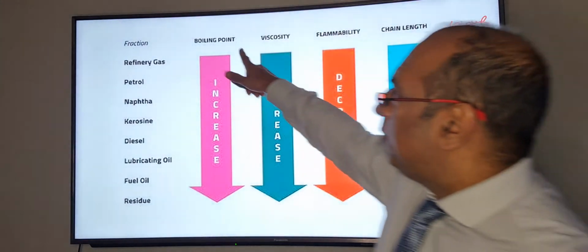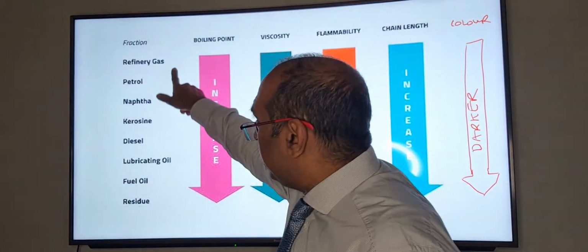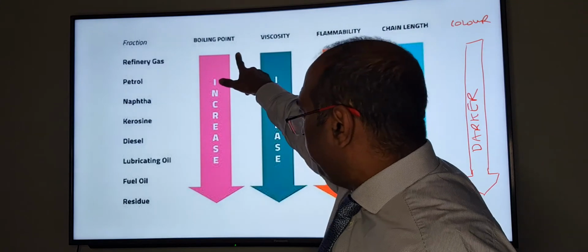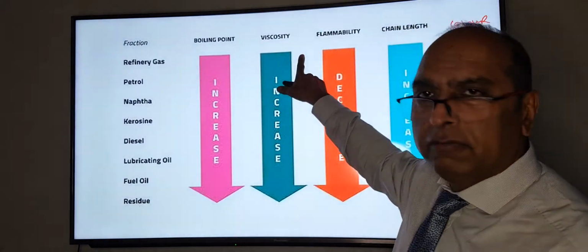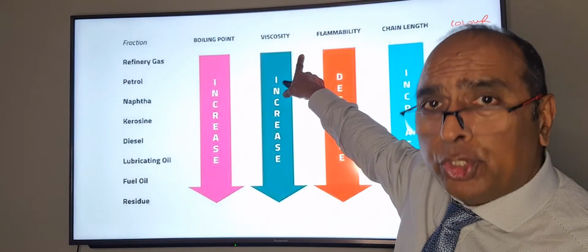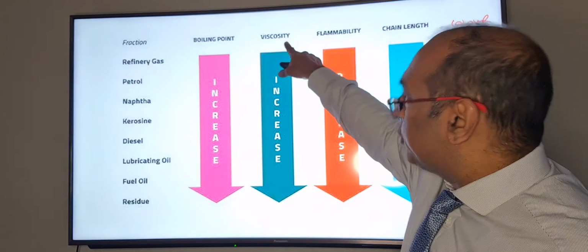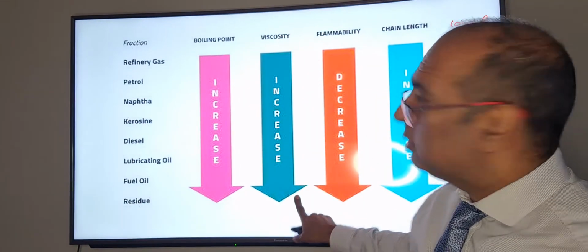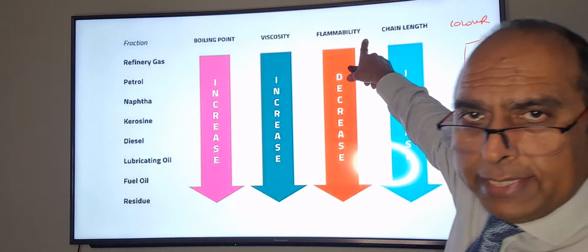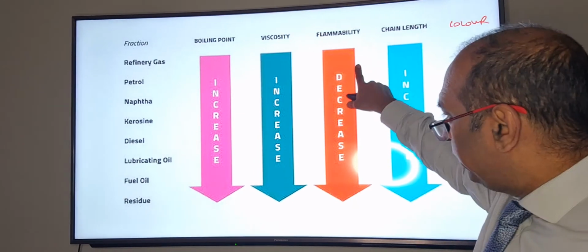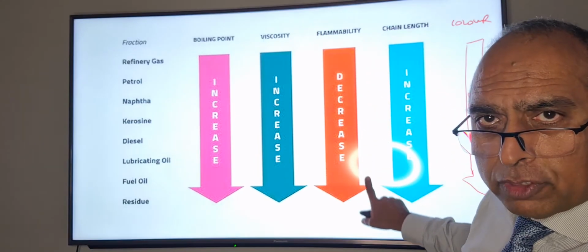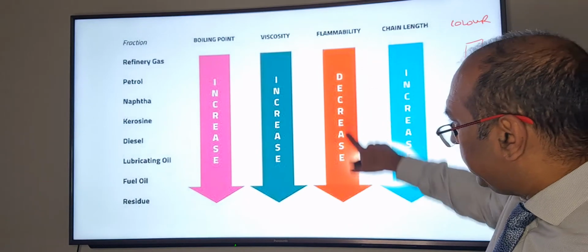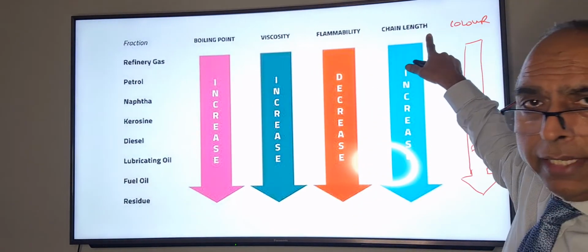Now, the boiling points. As you go down the fractions, the boiling points increase. Viscosity is how thick and gooey something is. The viscosity increases. Flammability is how easy it is to burn, and they become more and more difficult to burn. So the flammability decreases.